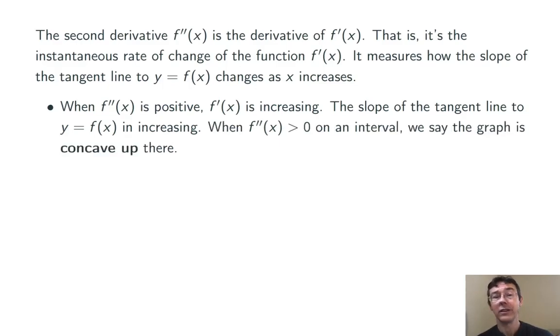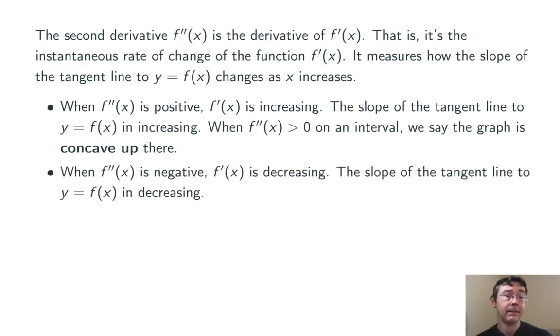In a situation like that, when f double prime is greater than 0 on an interval, we say the graph is concave up there. Roughly speaking, the graph is going to look like the bottom of a valley.